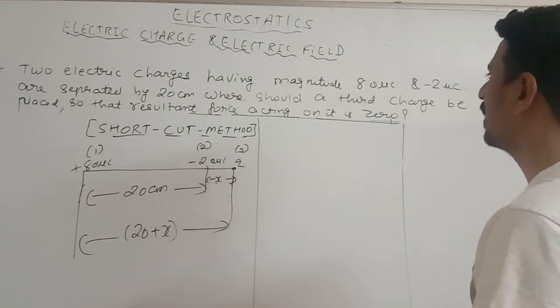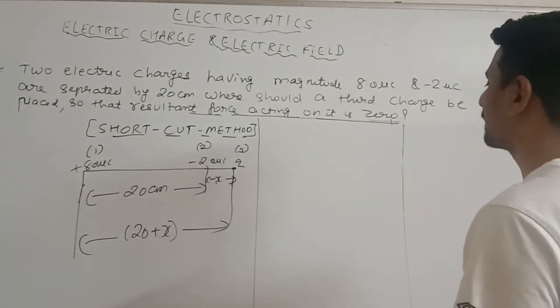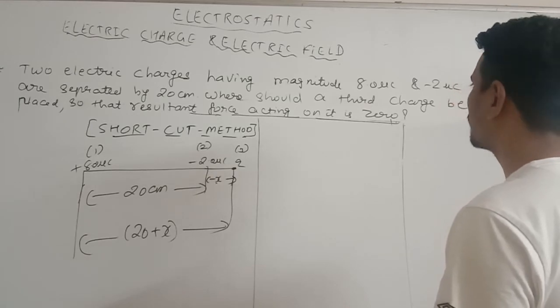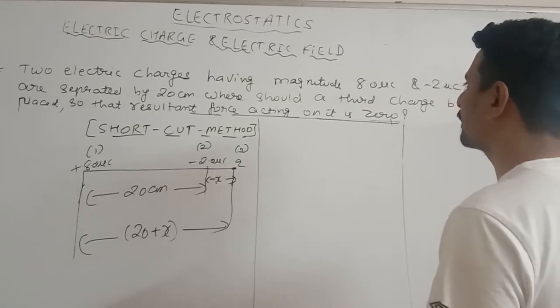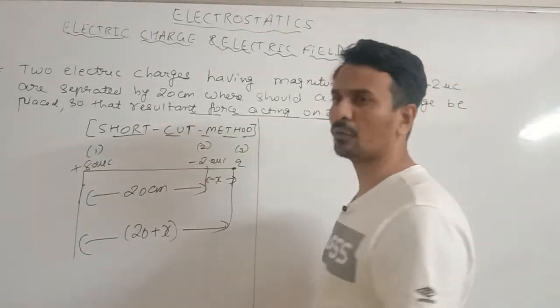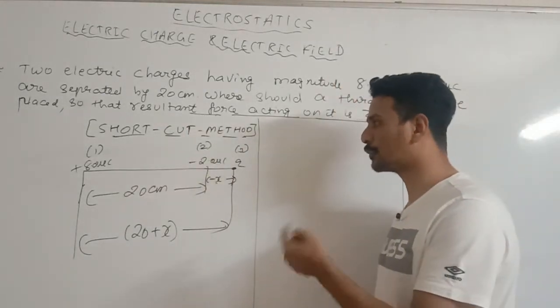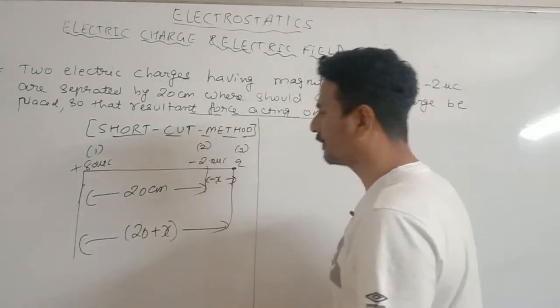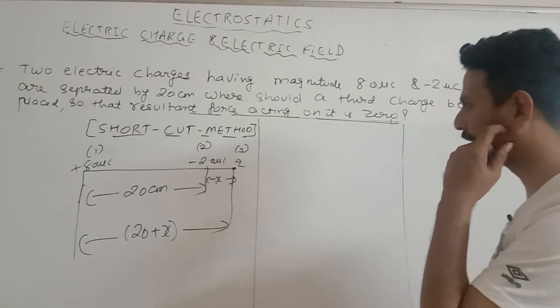Okay. See, I'll read the question. Two electric charges having a magnitude of 8 microcoulomb and minus 2 microcoulomb are separated by 20 centimeter. Where should a third charge be placed so that the resultant force acting on it is 0? In the previous video, I explained the position to place your third charge, so I will not repeat this. If you have not seen it, you can see the previous video.